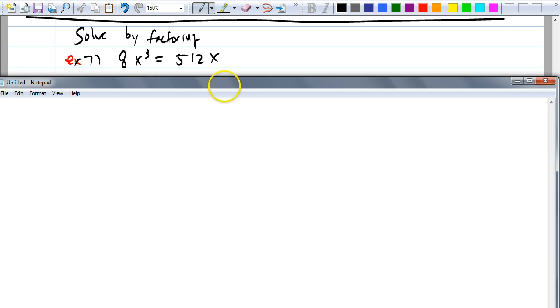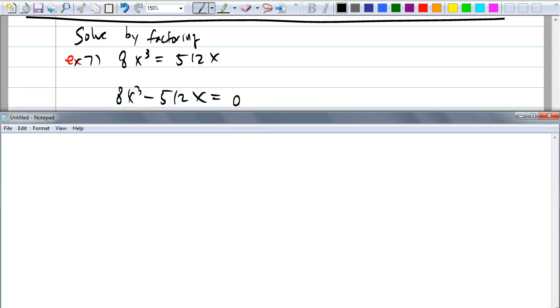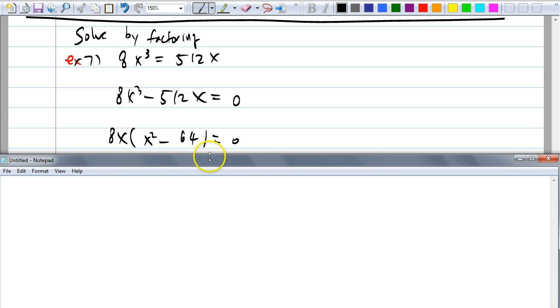So subtract 512x from both sides. Then look at the left side. What do we do with this left side? We have to factor. Yes, greatest common factor. Remember, the easiest way to factor is GCF. This one has a GCF of 8x. 8x times x squared minus 64. Isn't that what we get? Because 8 times 64 is 512.